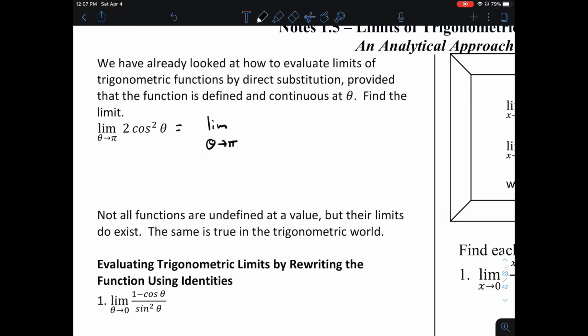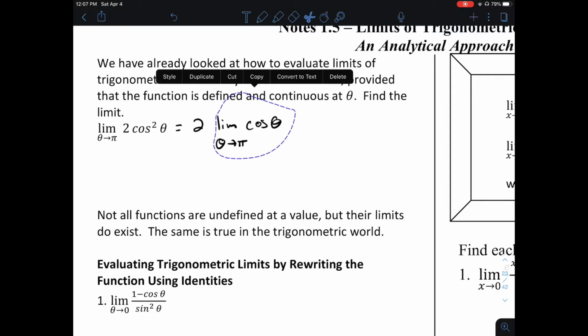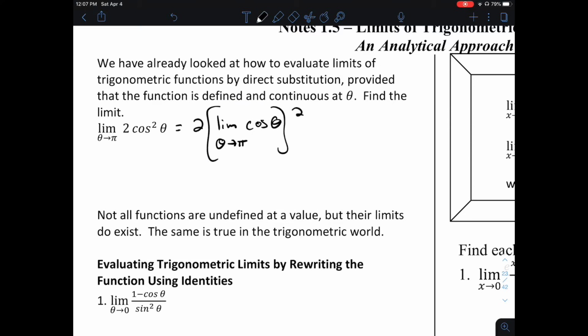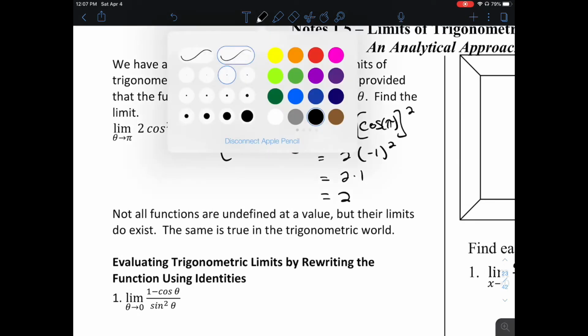Now we could rewrite this quite a bit if we wanted. We could put the 2 out in front. We could say this is cosine of theta, and then once we find the limit, we're going to square it. You wouldn't have to write all that. I just did. So this is going to be 2 times cosine of pi squared. Now cosine of pi is -1. -1 squared is 1, so this is just 2.